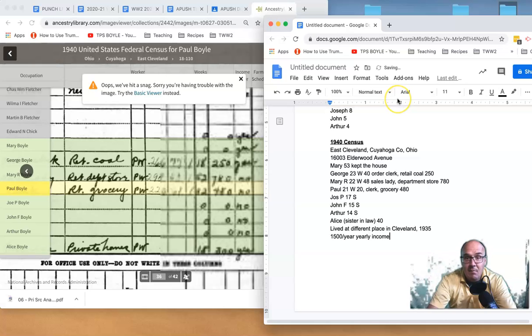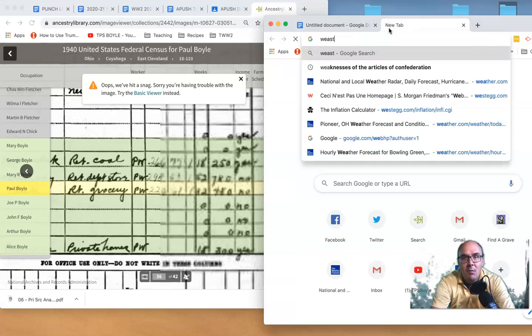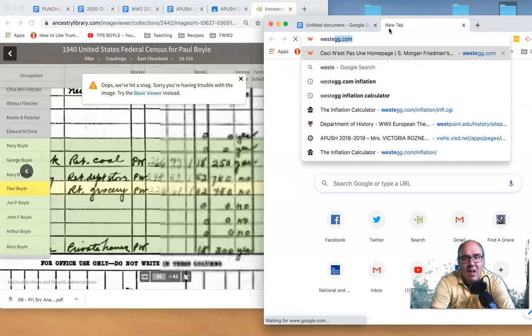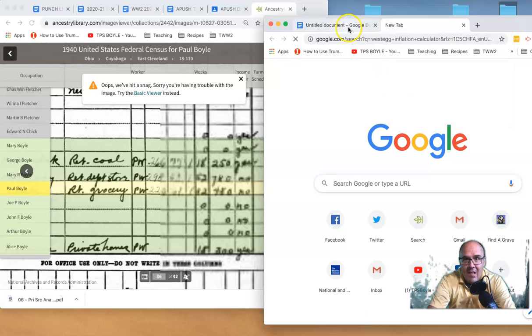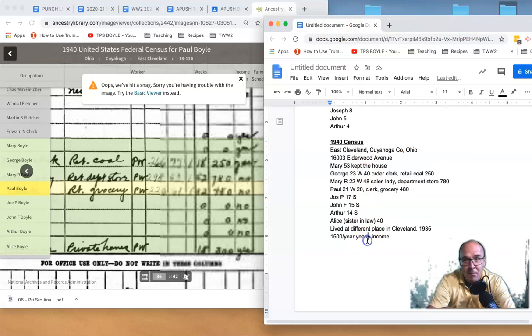Now, I'm going to show you guys later how you can translate that to today's dollars. Actually, let me try to do it right now. If you Google West Egg inflation calculator, you can find out how much money in the past is worth in today's dollars. Now, naturally, that's not going to load for me right now. So why don't I just save that for a future video, since my internet is so lousy today.